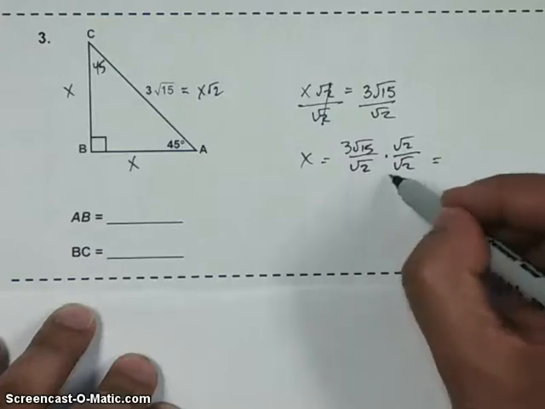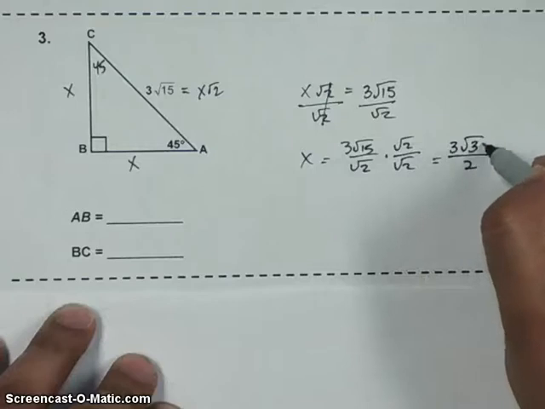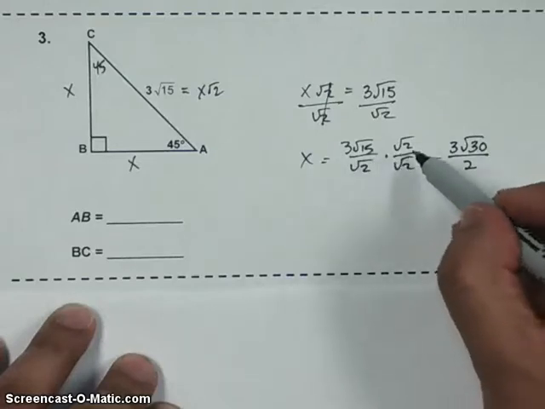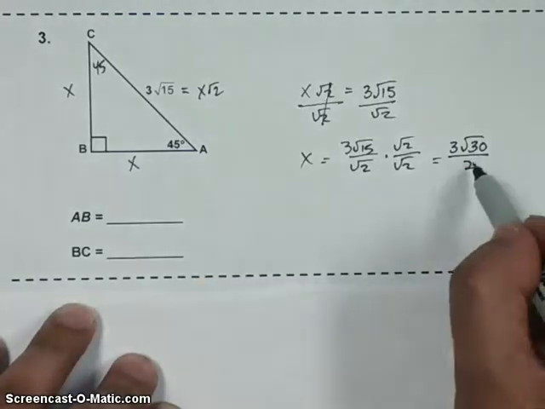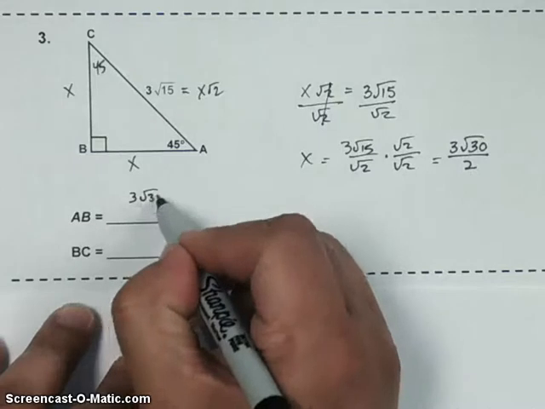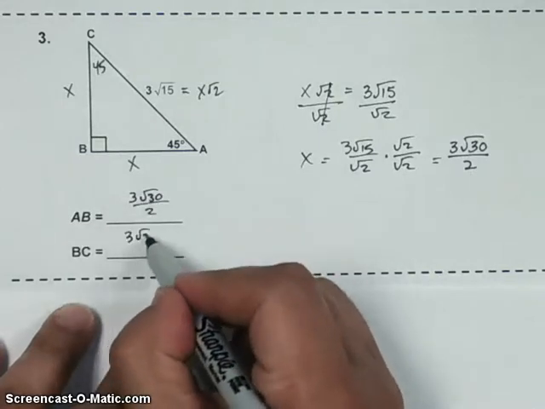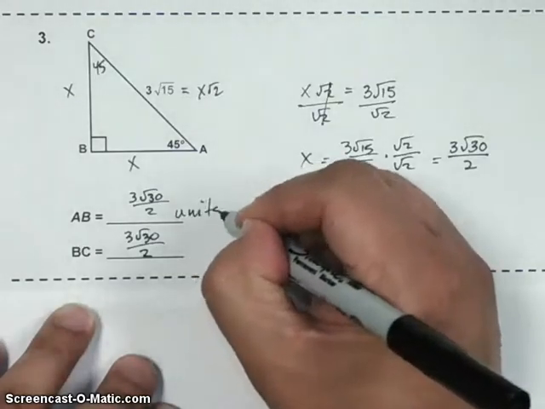So this is square root of 2 times square root of 2, which is just going to be 2. And then this is going to be 3 square root of 30. 15 and 2, that's not going to simplify. So this is my answer in simplest radical form. So 3 square root of 30 over 2 for that one, and 3 square root of 30 over 2 for that side.